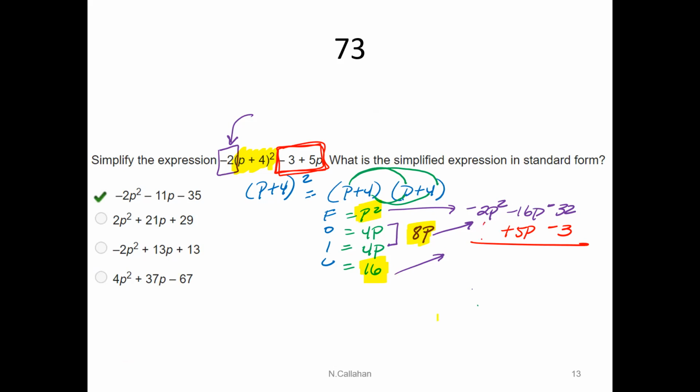So then what is your answer? Well, let's bring it down. -2p squared. -16 plus 5 is going to give you a -11p. -32 minus 3 is a -35. That is your answer. Is that A, B, C, or D? And it looks like it is A as an apple. And that's your answer, you guys.